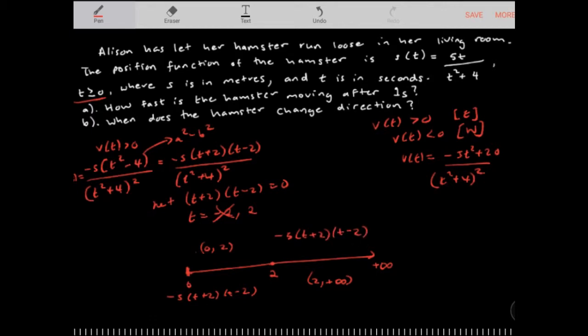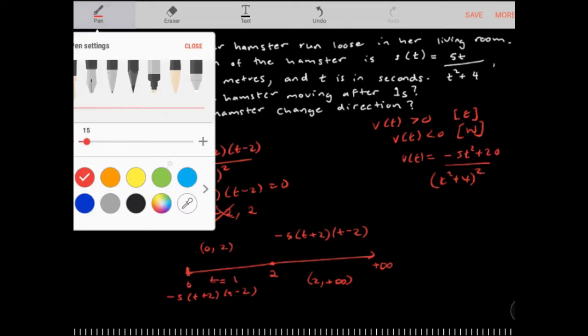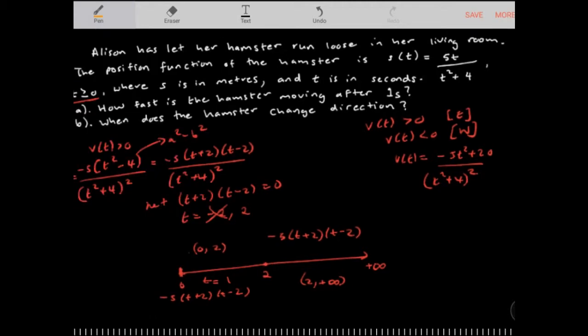This is t minus 2. Between the interval of 0 and 2, let's say that t is equal to 1 second. If t is equal to 1 second, we can notice that this is positive, this is negative, and there's a negative on the outside. We have two negatives and a positive, so this is going to be positive. This means that the velocity function is greater than 0. So if the object is moving east and that's the positive direction, the object will continue to move east.